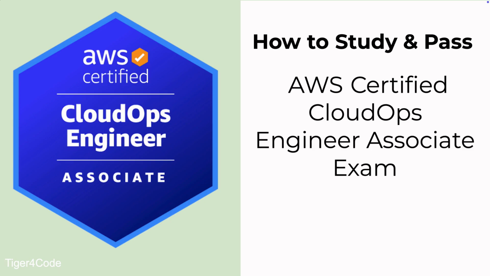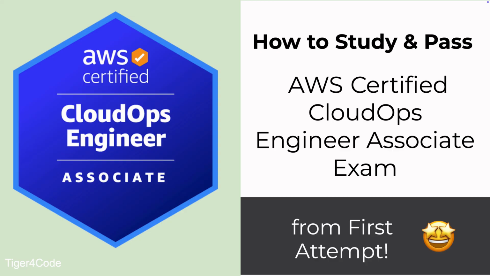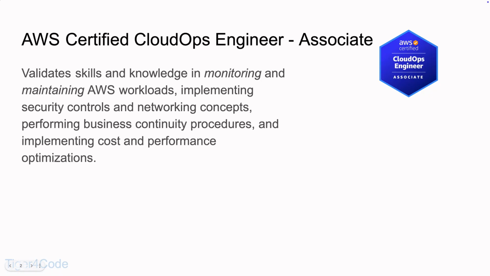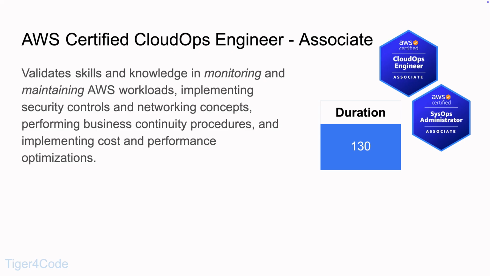Hello everyone. In today's video, I'll share my experience on how to prepare and pass the AWS Certified CloudOps Engineer Associate on the first attempt. The AWS Certified CloudOps Engineer exam was formerly known as the AWS Certified SysOps Administrator exam. This exam validates the skills in monitoring and maintaining AWS workloads, implementing security and networking controls, and optimizing cost and performance. The exam duration is 130 minutes, and it includes 65 questions.